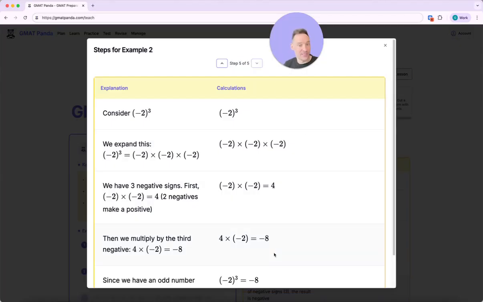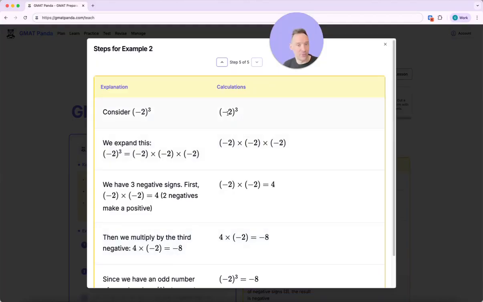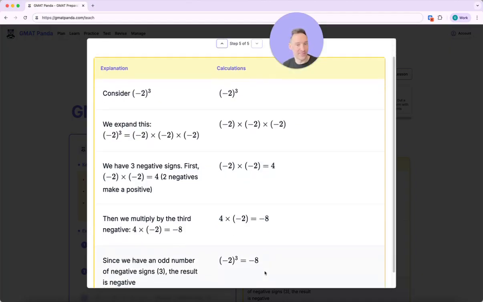And so the key thing to remember here is that when your base is negative, the overall sign depends on whether the exponent is odd or even. If it's even, for example minus 2 to the power of 2, 2 is even, and that means that the negative signs are just going to cancel each other out to become a positive. But when it's odd, you get an extra one, and therefore the overall result is negative.